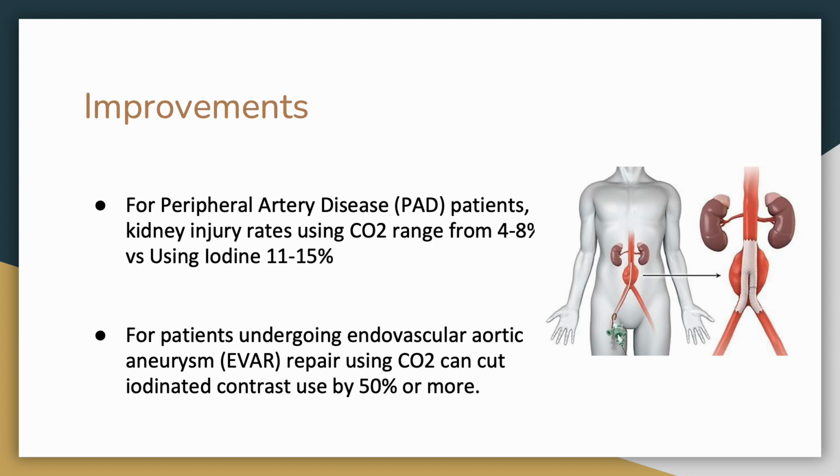So patients dealing with certain risks such as PAD, peripheral artery disease, or EVAR, which is endovascular aortic aneurysm repair. Carbon dioxide should be the default option for contrast studies, as PAD patients' kidney injury rates using carbon dioxide range from 4 to 8%, versus iodine, which would be higher, almost double, at 11 to 15%. And in patients with EVAR, carbon dioxide cuts the iodinated contrast use by 50% or more.